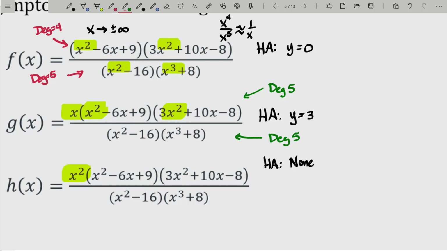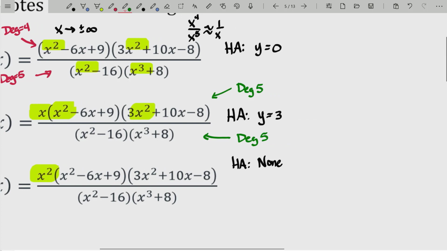Well, everything else is kind of fluff, honestly. When you have a 5th degree polynomial, all the smaller degree components really don't mean very much when x gets huge, whether it's positive infinity or negative infinity. So really this rational function, I'm going to write it over here, is approximately, as x gets massive, like an x to the 5th over an x to the 5th.